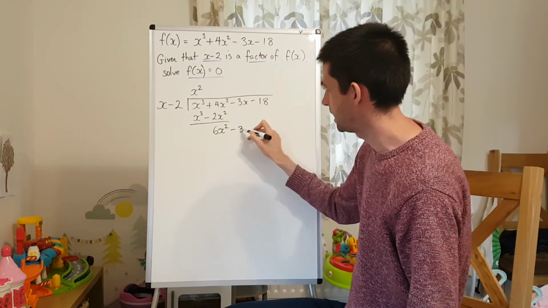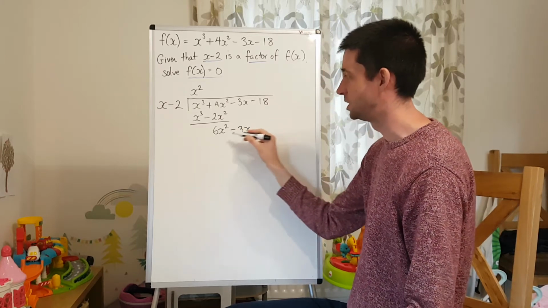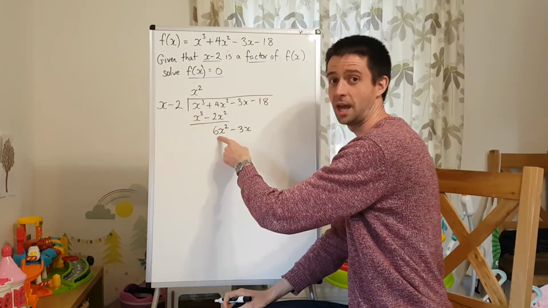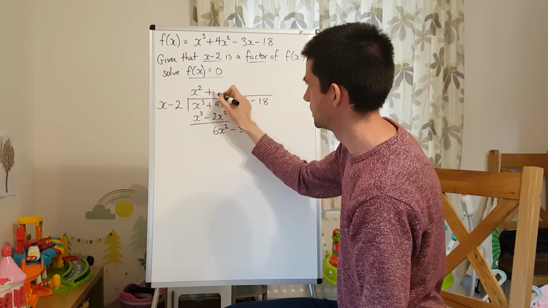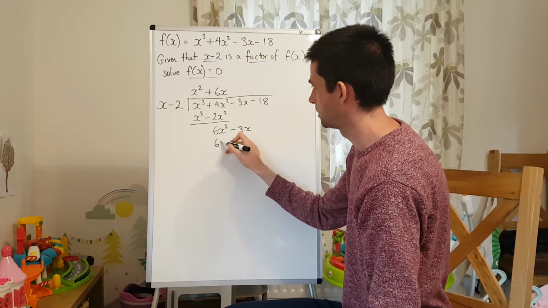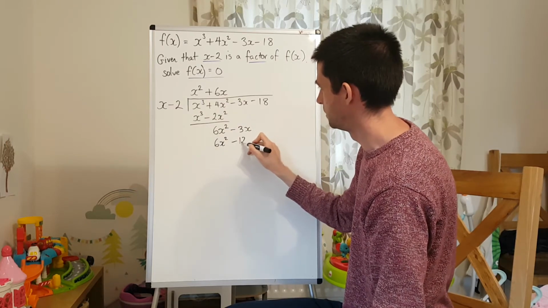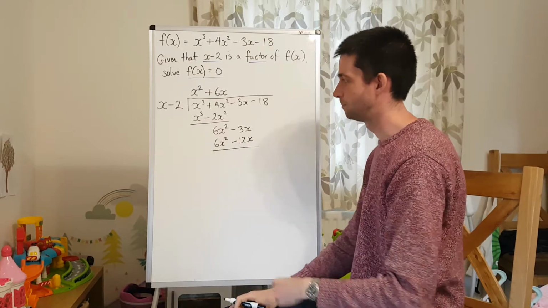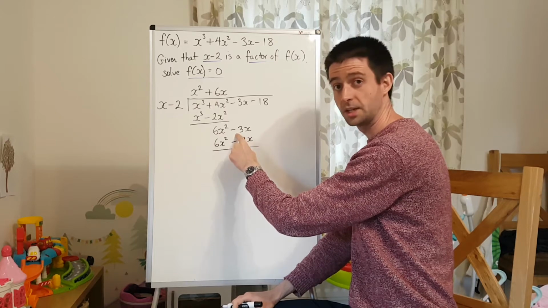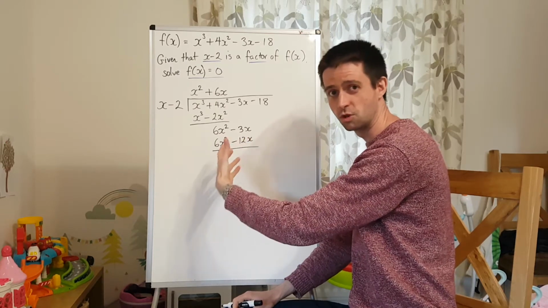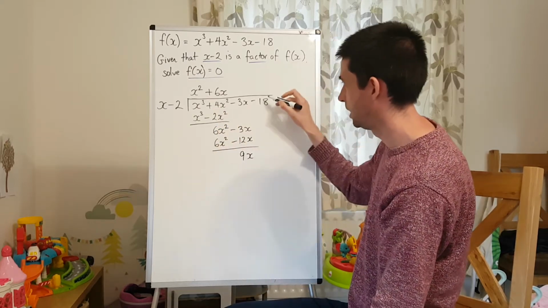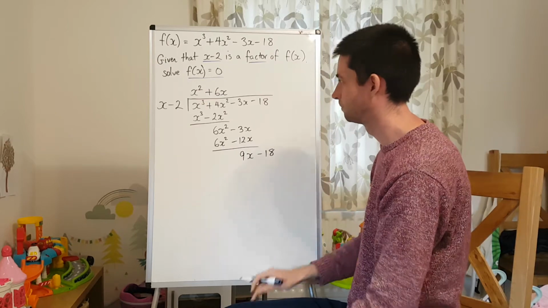Bring down the negative 3x so that we always have the same number of terms to divide into as we're dividing by. And now we say how many x's go into 6x squared. Well, that is plus 6x. Multiply back, so 6x squared minus 12x. Find the remainder. 6x squared take 6x squared, 0. Negative 3x, take away negative 12, we're subtracting that negative again, add 12 to negative 3, you get positive 9x, bring down the negative 18.